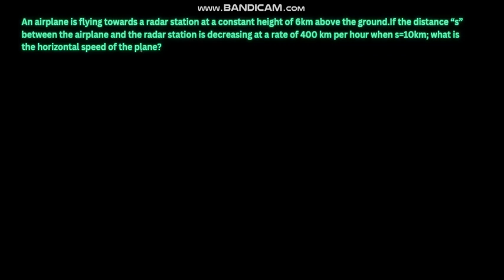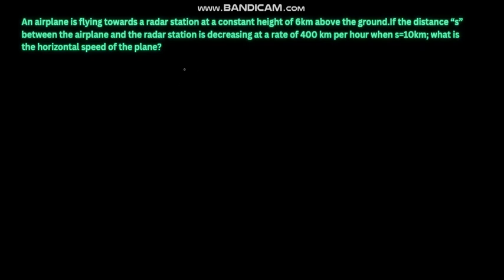And then if the distance s between the airplane and the radar station is decreasing at a rate of 400 kilometers per hour, then when s is equal to 10, what is the horizontal speed of the plane? So if 6 is basically no matter what, it's going to be 6 kilometers above the ground, right? And s is between the airplane and the radar station, so that's going to be a hypotenuse that you're dealing with. And it's decreasing at a rate of 400 kilometers per hour.